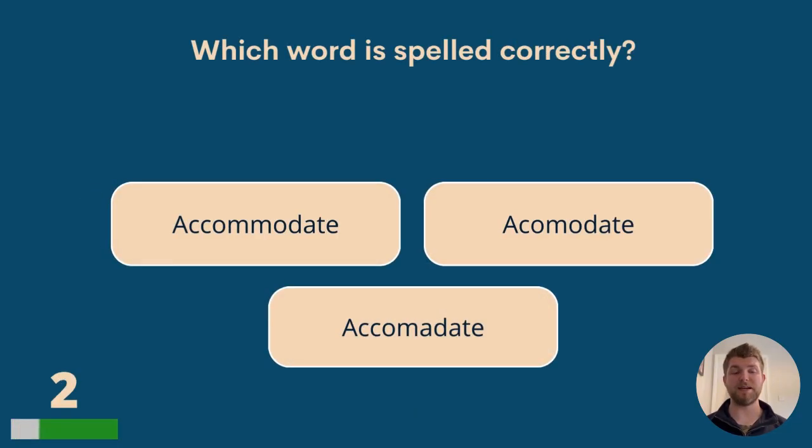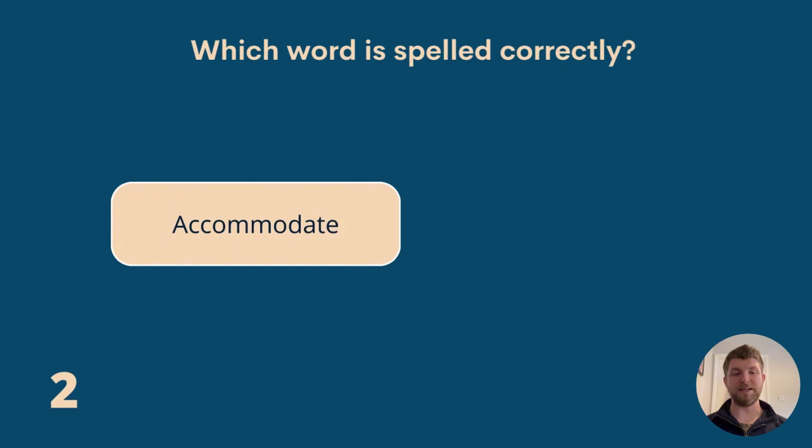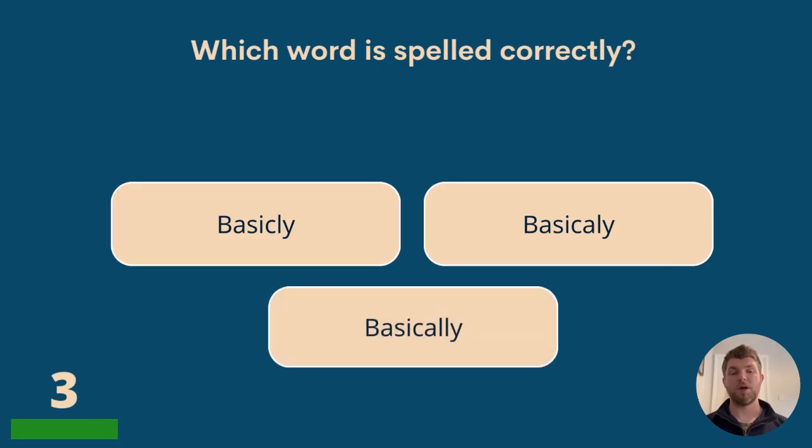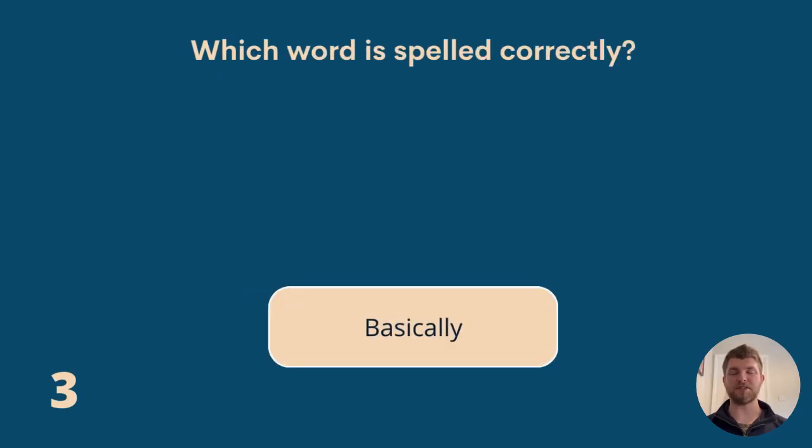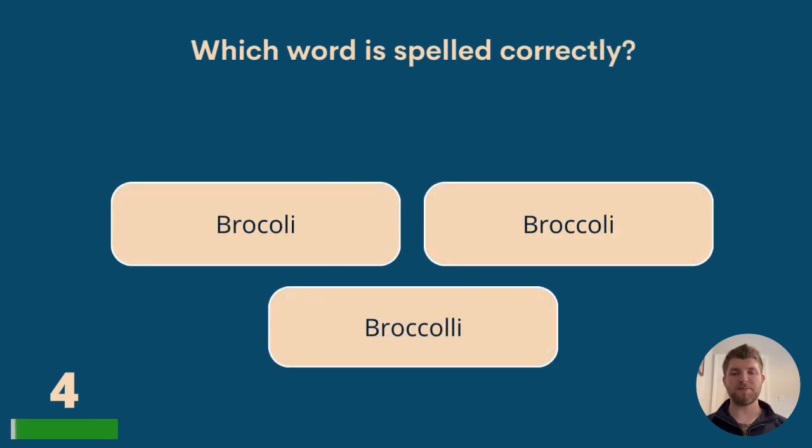2. Which word is spelled correctly? And the word we're spelling here is accommodate. Which of those is the correct spelling of the word accommodate? The correct spelling is A-C-C-O-M-M-O-D-A-T-E. 3. Basically. Which of those is the correct spelling of the word basically? And we're looking for you to go with that bottom option, B-A-S-I-C-A-L-L-Y.